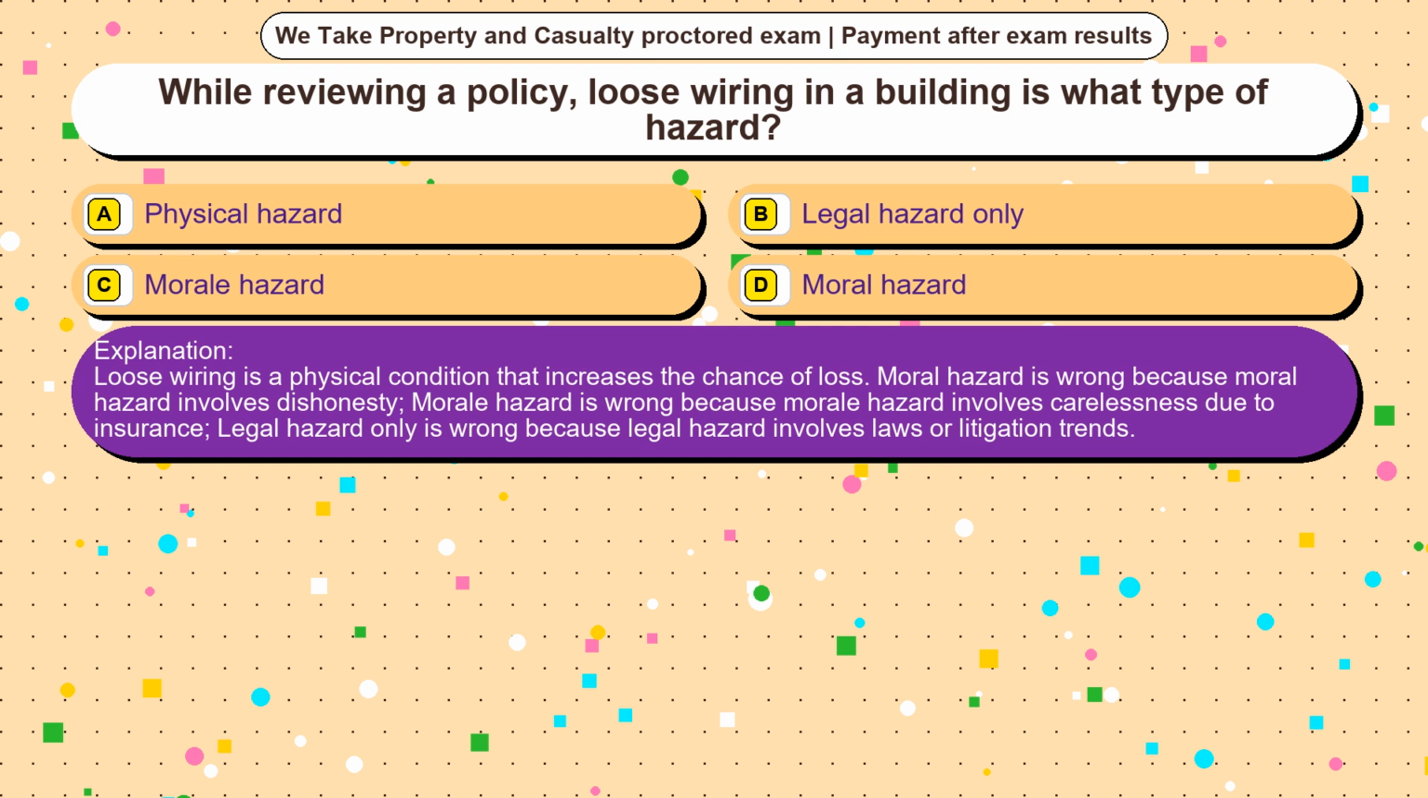Moral hazard is wrong because moral hazard involves dishonesty. Morale hazard is wrong because morale hazard involves carelessness due to insurance. Legal hazard only is wrong because legal hazard involves laws or litigation trends.